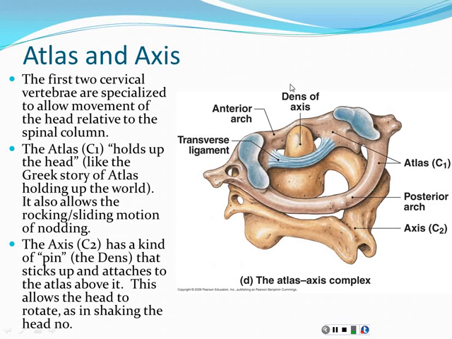Now, the first two cervical vertebrae have special names and a kind of unique anatomy. So we call them the atlas and the axis. What we're looking at here is C1, and then underneath it, this is C2. And on the atlas, or C1, you see these broad, flat plates on the top. This is where the skull sits.